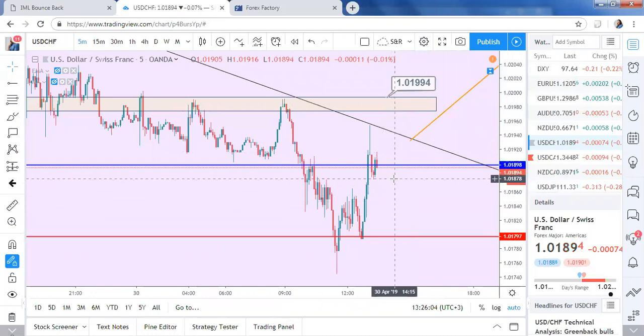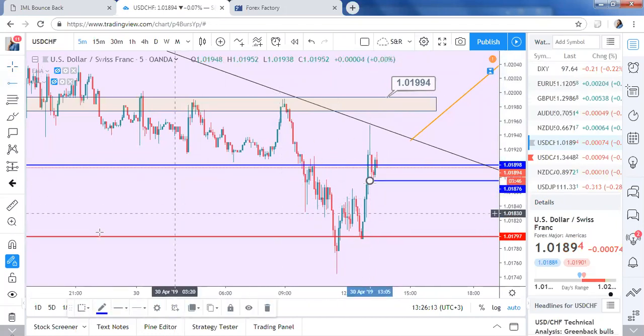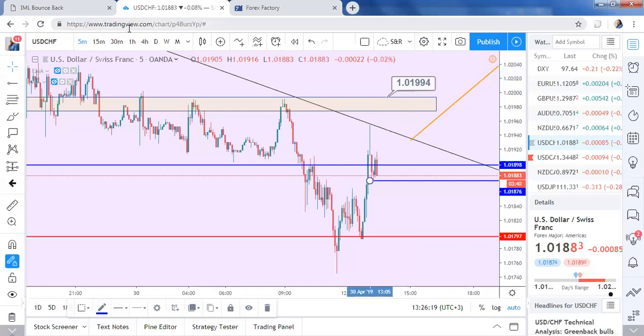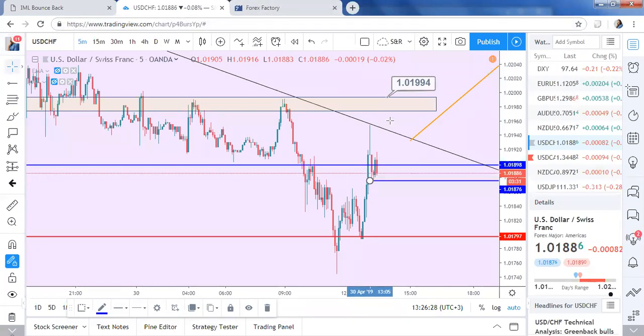You know your stop loss. Your stop loss can actually be a lot tighter if you want. You can put your stop loss here, below the last low on the 5-minute time frame. That can be your stop loss. Good stuff.